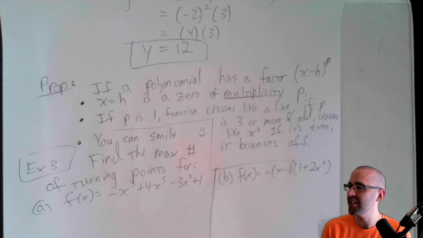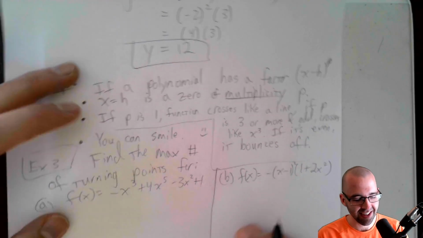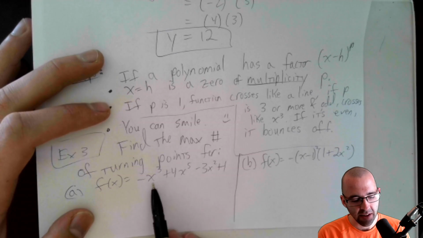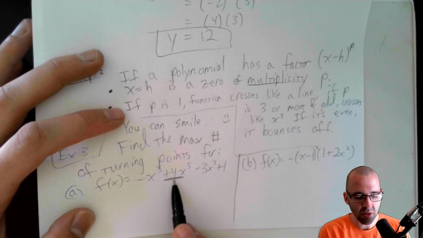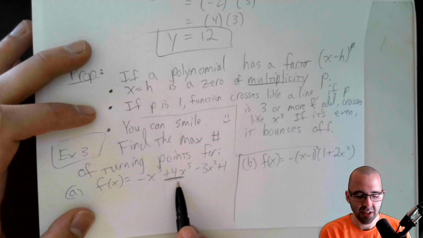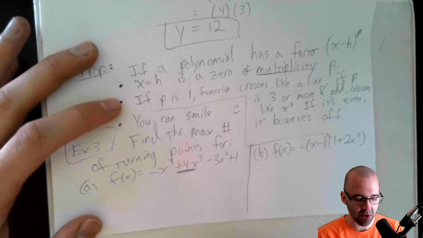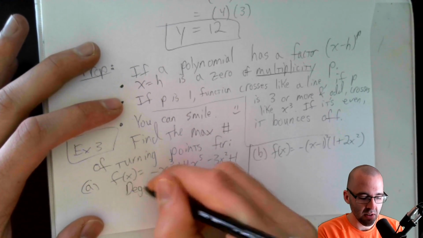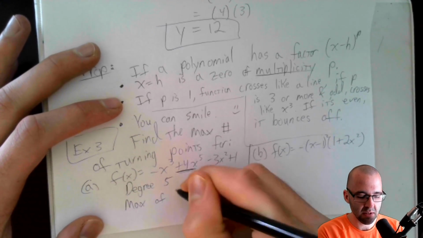Okay, so hopefully you did these problems. Max number of turning points. Degree, right? This is the leading term. The degree is 5. So 4 maximum turning points. Max of 4 turning points.